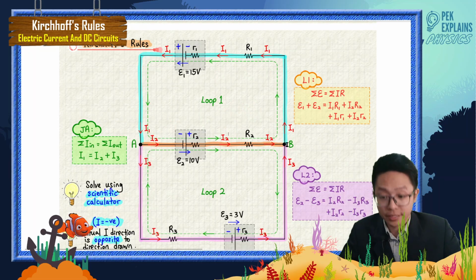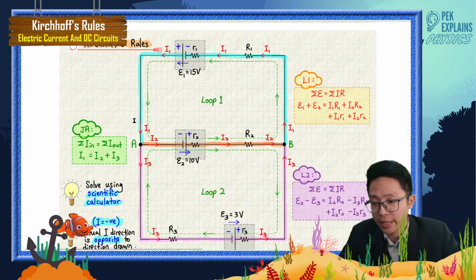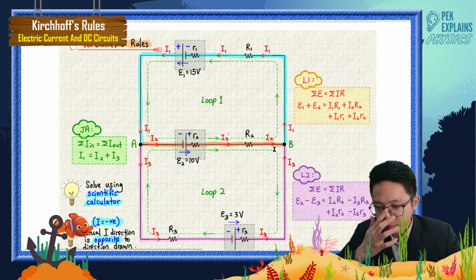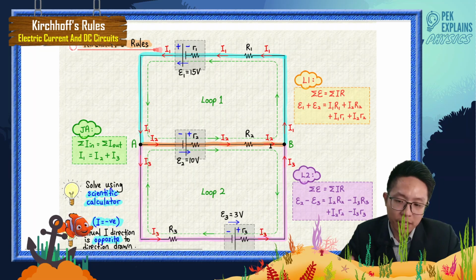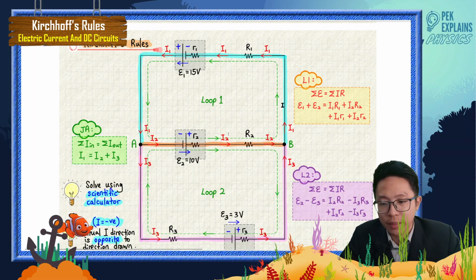Now, as usual, I1 comes up from junction B, entering junction A, and then I2 from junction A, passing through battery E2, and then passing R2, and then entering junction B. And then I3 goes out from junction A, goes down, passing through R3, and then passing through battery E3, and then entering junction B. This is how the current flows. The blue one is all the same current I1. The orange one is all the same current I2. The pink one is all the same current I3.